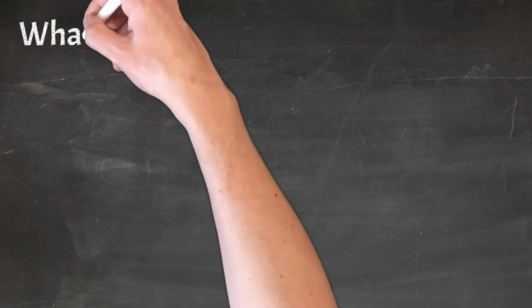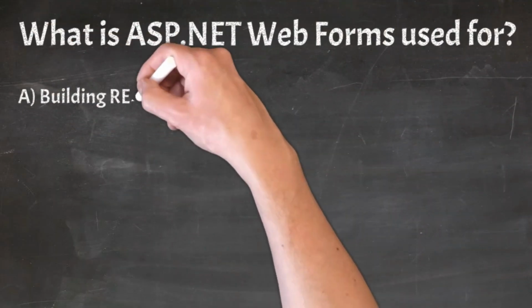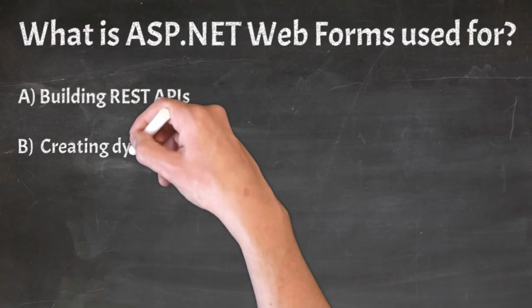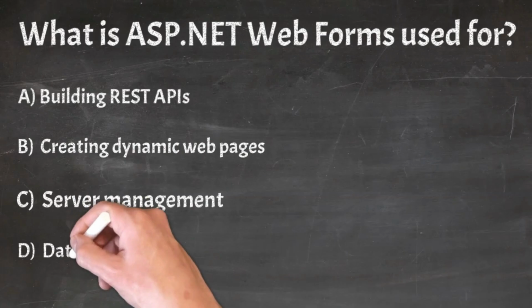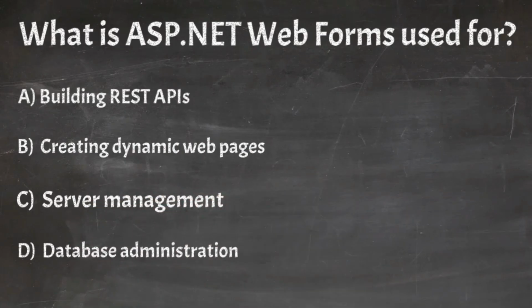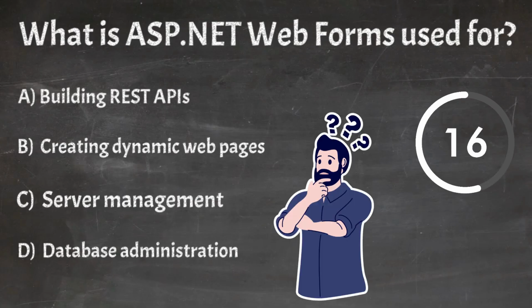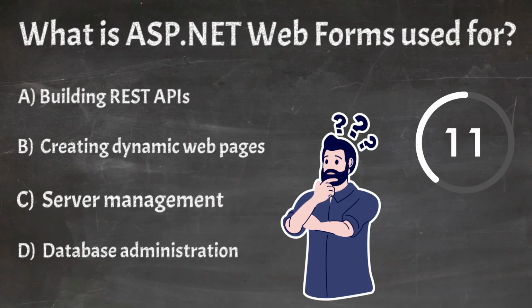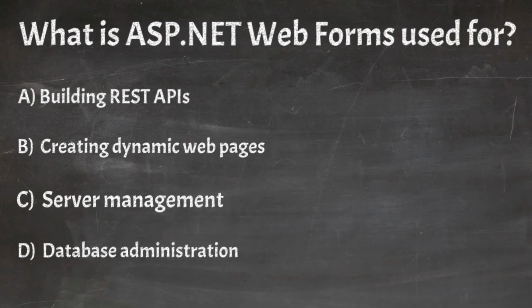Question 6. What is ASP.NET Web Forms used for? A. Building REST APIs. B. Creating dynamic web pages. C. Server management. D. Database administration. Correct answer B. Creating dynamic web pages.